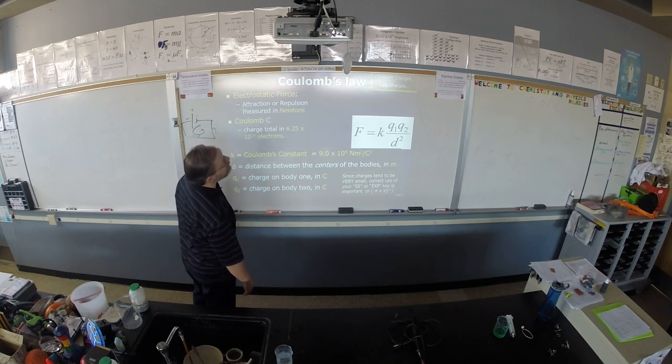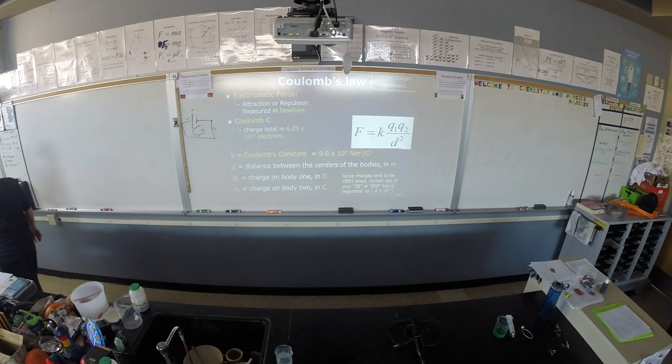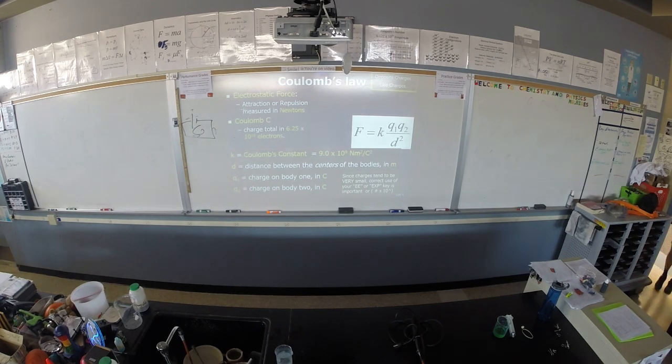Not here somewhere. Where is Coulomb's constant? Here we go. Coulomb's constant is 9 times 10 to the 9th, which is pretty cool. 9 times 10 to the 9th.